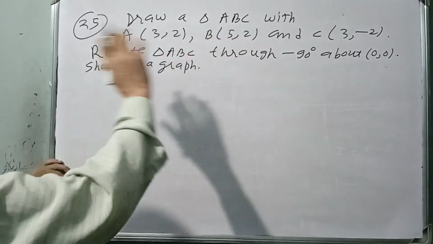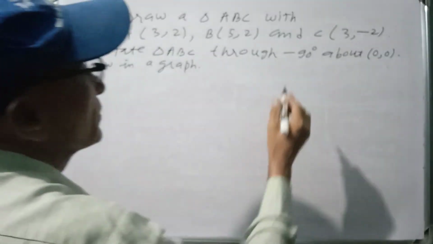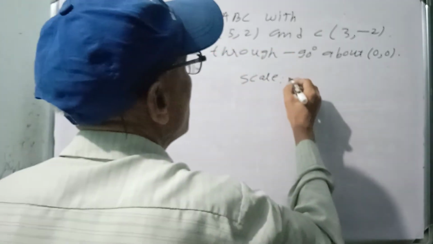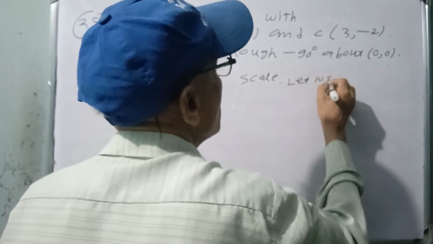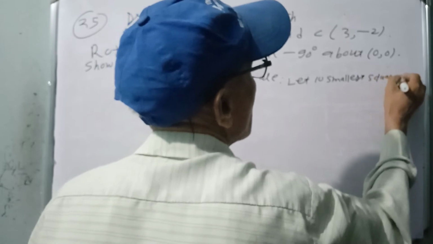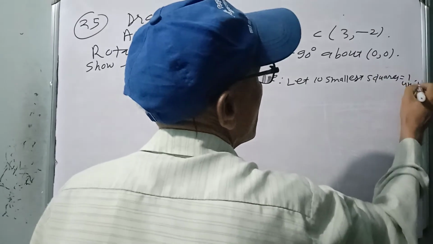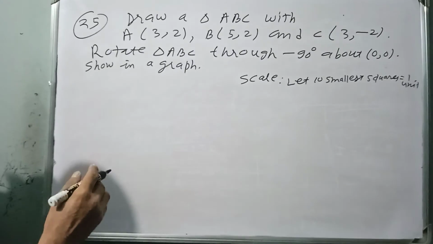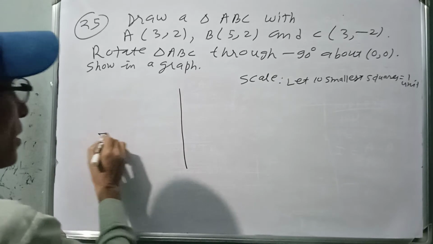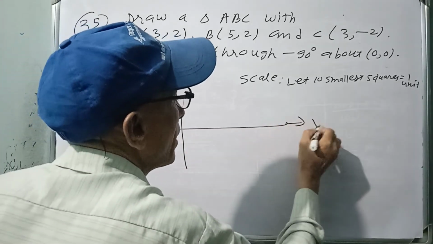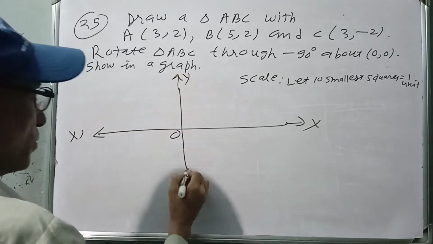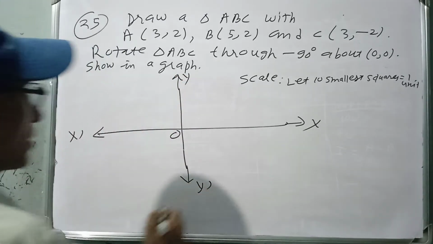क्वेसन नम्बर 25. First of all, स्केल लेख्ने. Let 10 smallest squares equal 1 unit. 10 smallest square लाई 1 unit मान्दा यहाँनिर स्पेसको ग्राफ हुन्छ. They can use a graph like x'ox, y'oy graph.